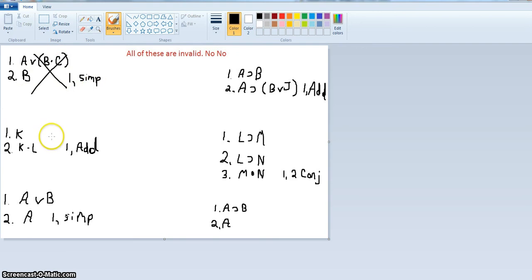Let's look at the next one, K, therefore K and L. Alright, this is invalid as well. It's like saying I'm swimming, therefore I'm swimming and eating. Okay, you just can't do that. However, I could say I'm swimming or I'm eating. You can only use addition with the wedge. You add something by the wedge, the or statement. So this is invalid right there.